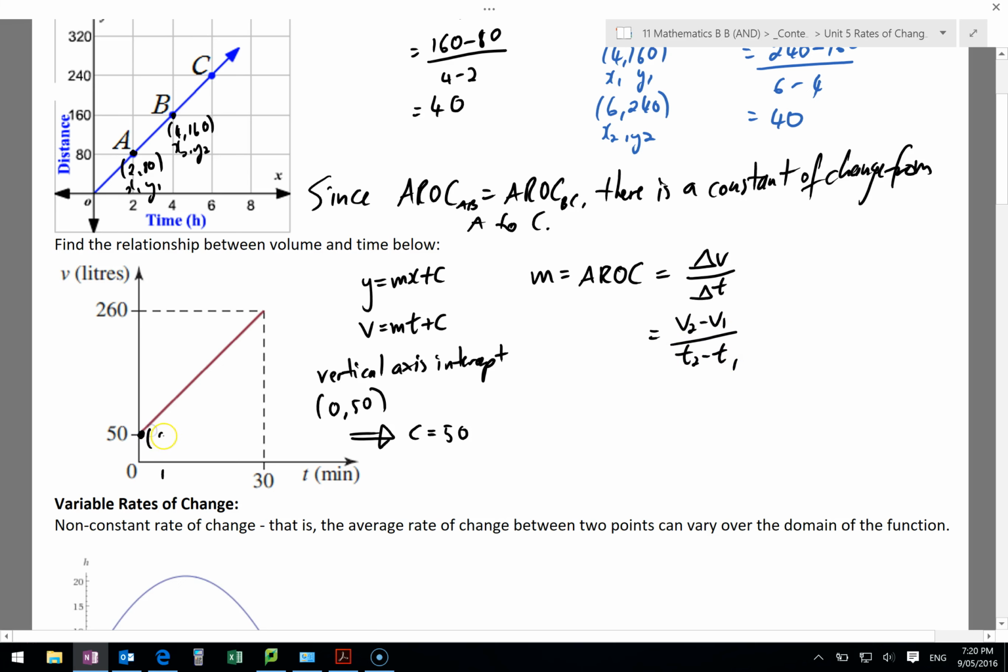Label this point 0, 50, T1, V1. And I'll label this point 30, 260, which will be T2, V2. Substitute in all these values. Okay, I get something like 210 on 30, which equals 7 liters per minute.